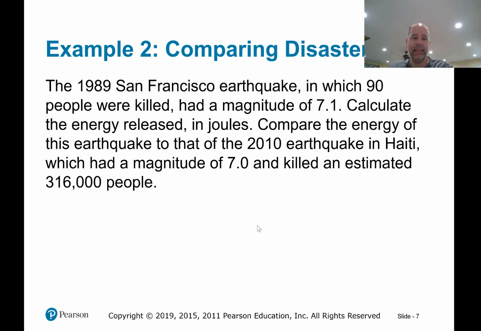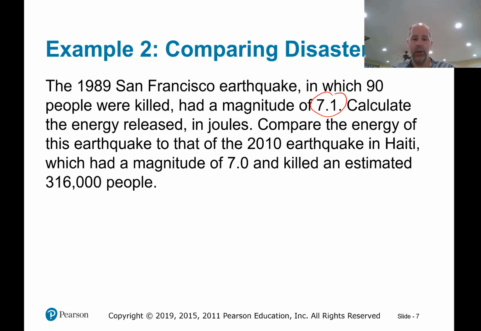All right, now the 1989 San Francisco earthquake, in which 90 people were killed, had a magnitude of 7.1. So calculate the energy released in joules. Compare the energy of this earthquake to that of the 2010 earthquake in Haiti, which had a magnitude of 7.0 and killed an estimated 316,000 people.